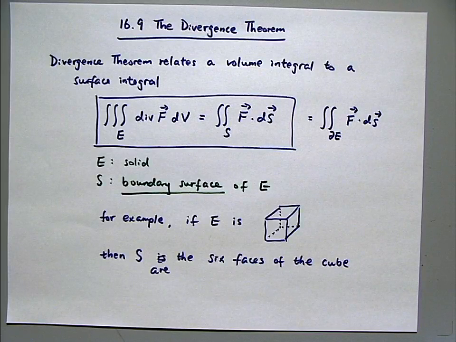Okay, so let's look at the physical reason behind why these two things are the same. So why is the triple integral of the divergence of the vector field inside some body equal to the flux integral of the vector field through the boundary surface?